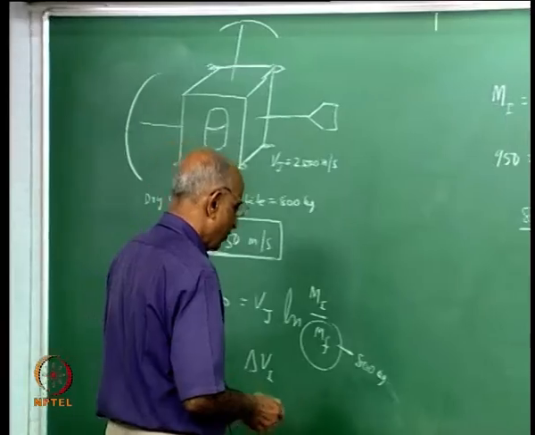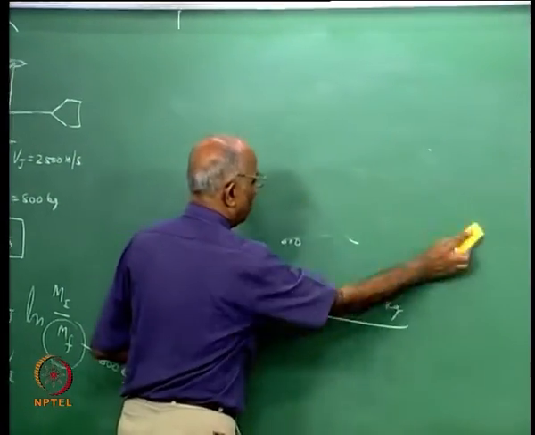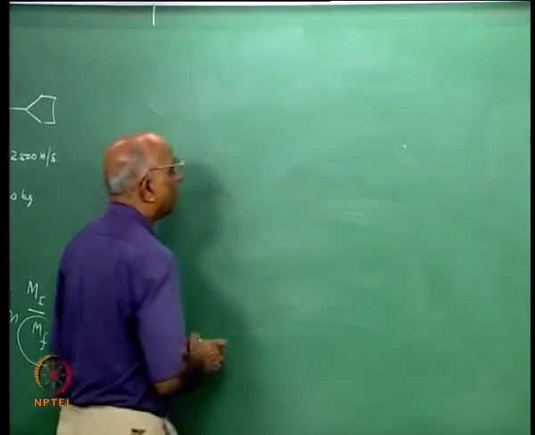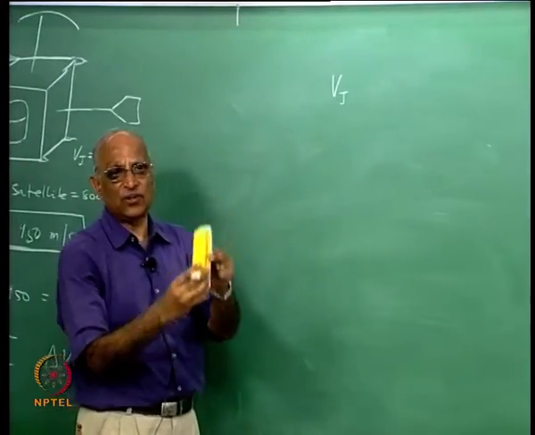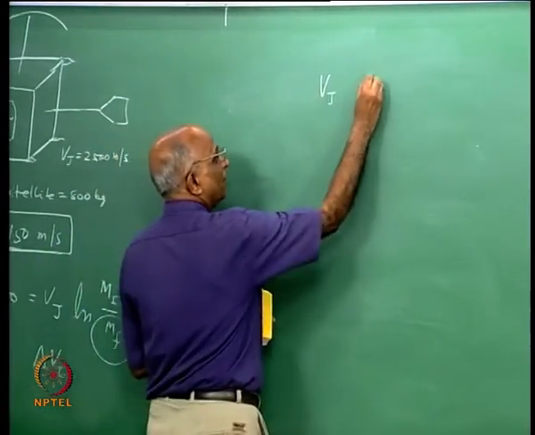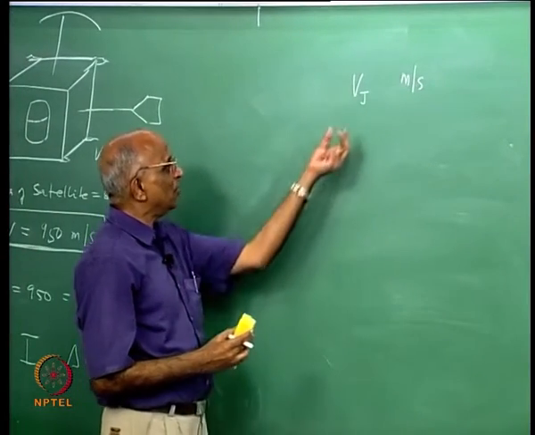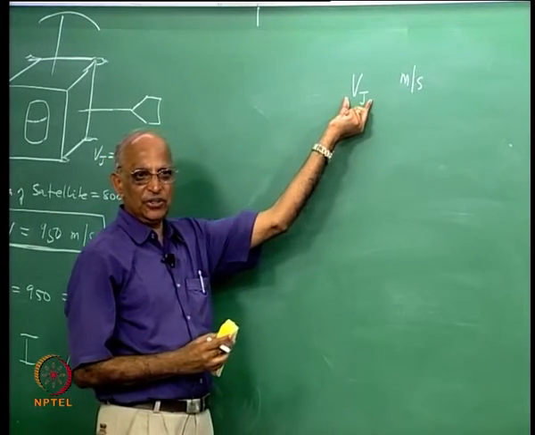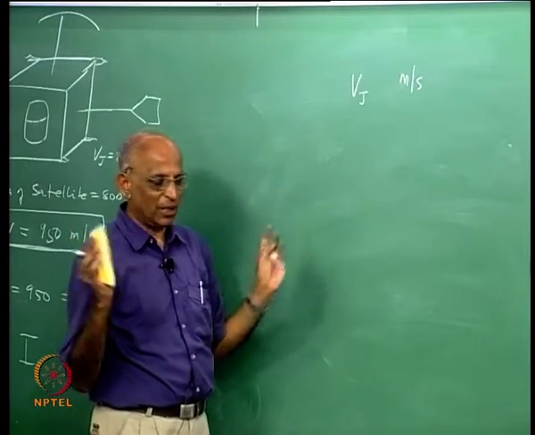What are the things we have learned so far? We told ourselves that Vj is a very important quantity, the efflux velocity. Unit is meter per second. We talked in terms of Tsiolkovsky's equation, or the rocket equation, which told us delta V is equal to Vj ln of initial mass by final mass.